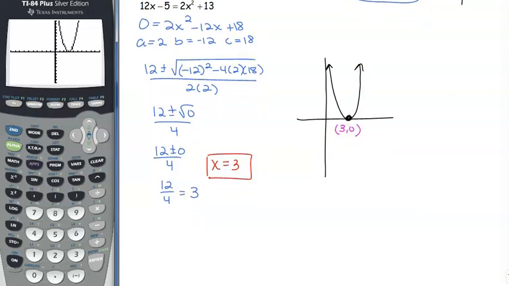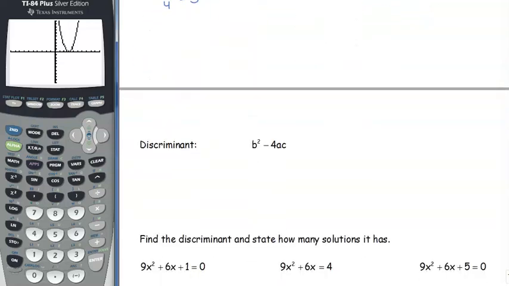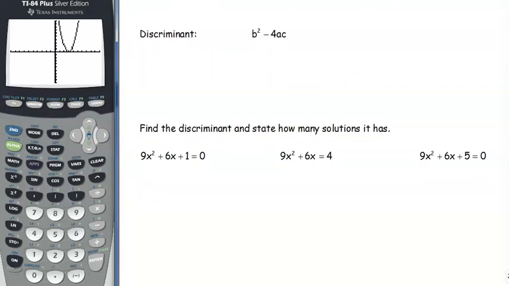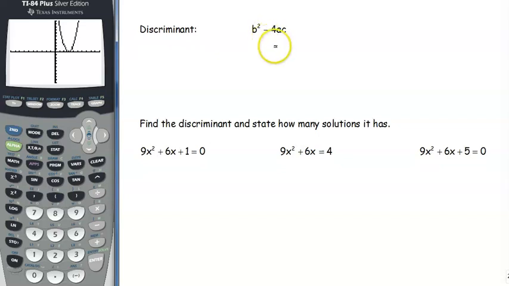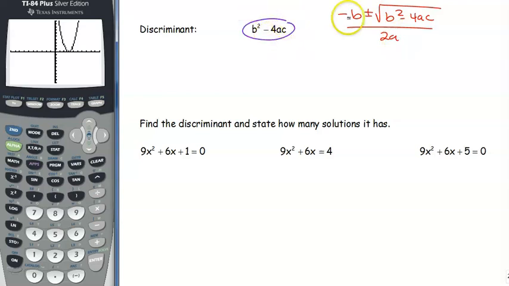On the back page, we are going to look more closely at the discriminant. And the discriminant is b squared minus 4ac. If you remember the quadratic formula from the previous page, the discriminant is simply the piece that is inside that square root sign. So the discriminant is just that number that's going to end up underneath the square root. The discriminant is going to tell us a lot about our problem.